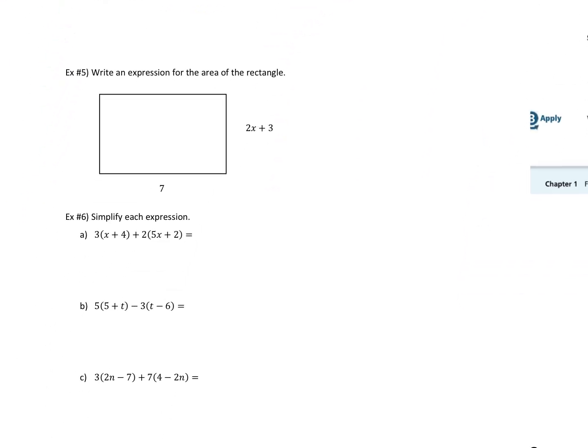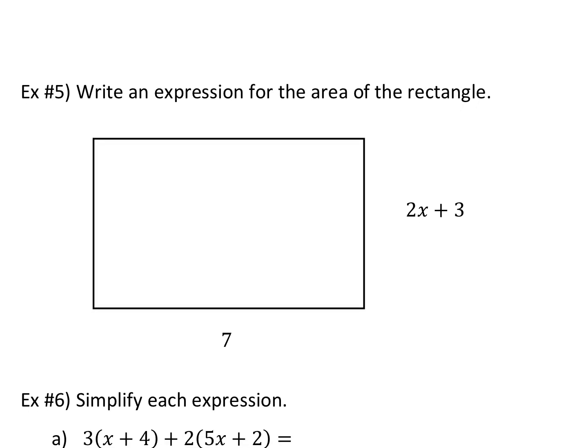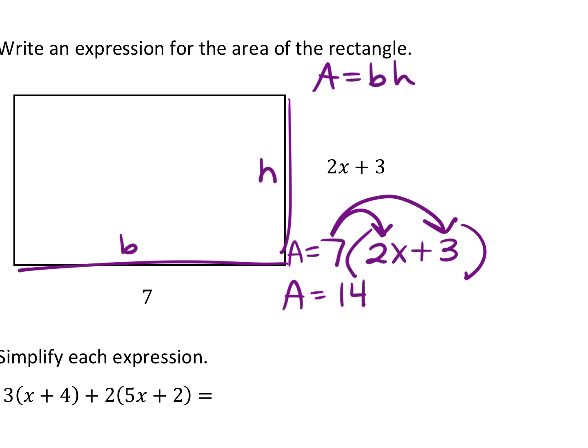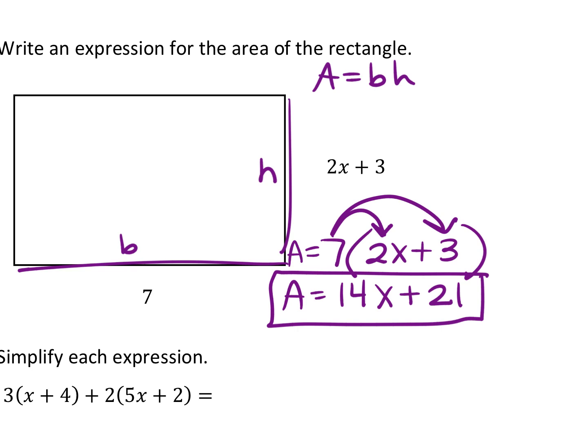Okay. So with that in mind, look at this rectangle. How do you find the area of a rectangle? Base times height. Area equals base times height. So if they asked you to write an expression for the area of this rectangle, you would do what? Distribute the 7 to 2x plus 3. Right, 7 parentheses 2x plus 3. So your simplest version of the area of this rectangle would be the area equals what? 14x plus 21.